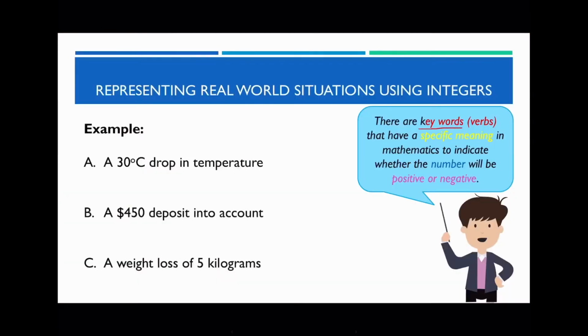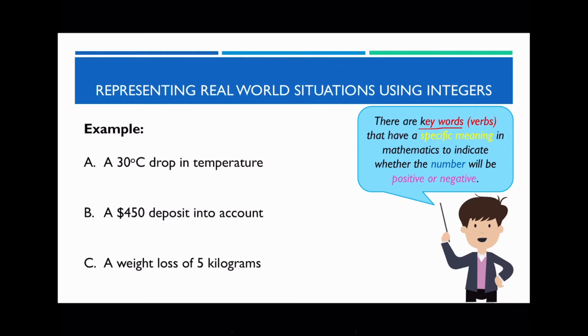So we're now going to be looking at representing real-world situations using integers. In order to actually solve the word problem, what you need to know is that there are key words, which are generally verbs, action words, that have specific meaning in mathematics that help us indicate whether the number is going to be a positive or a negative number.